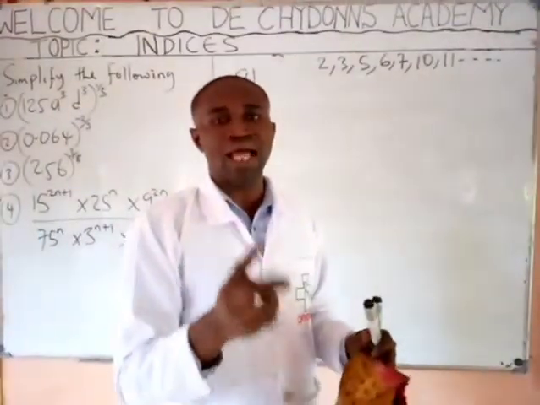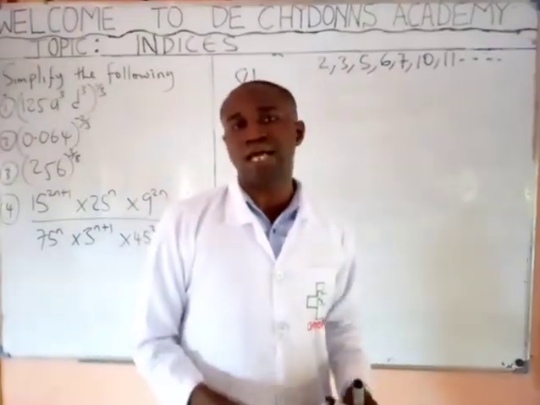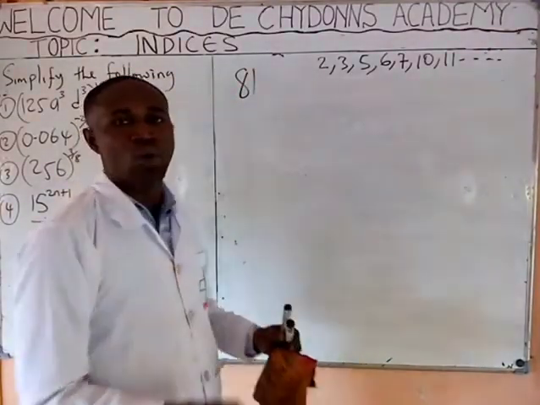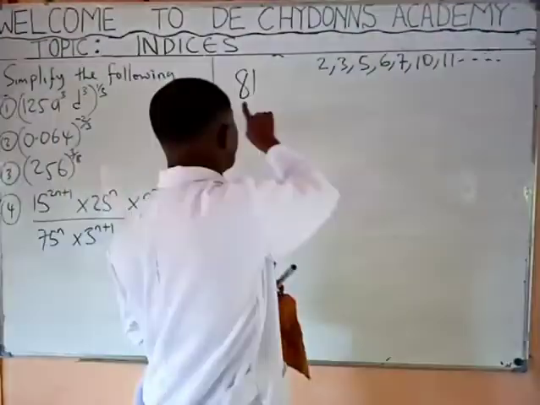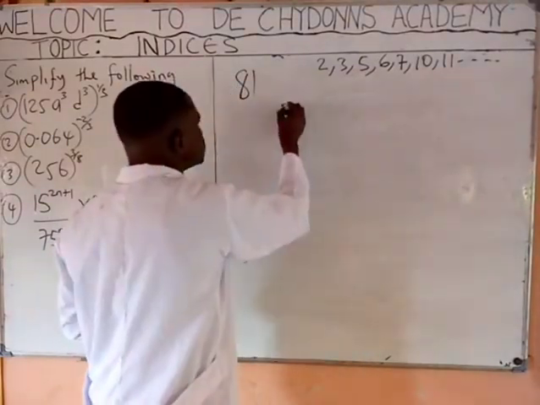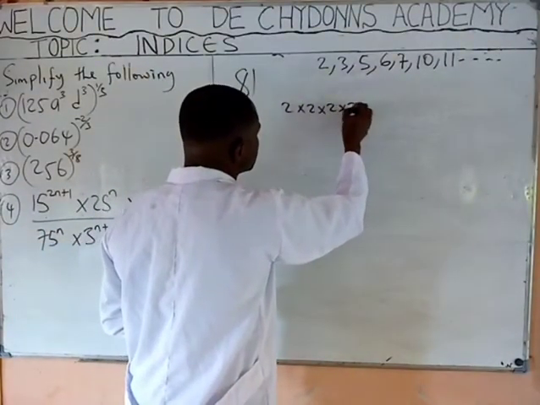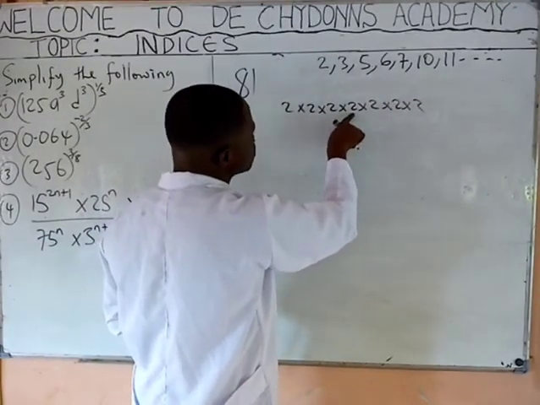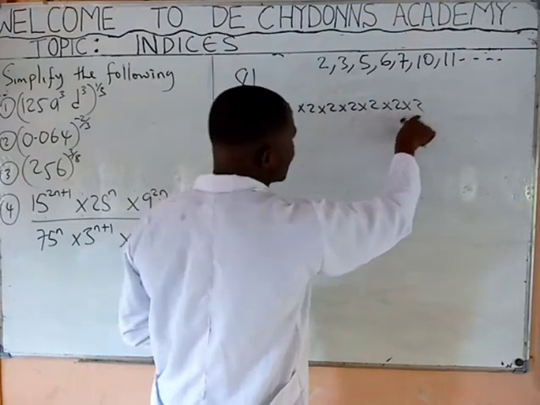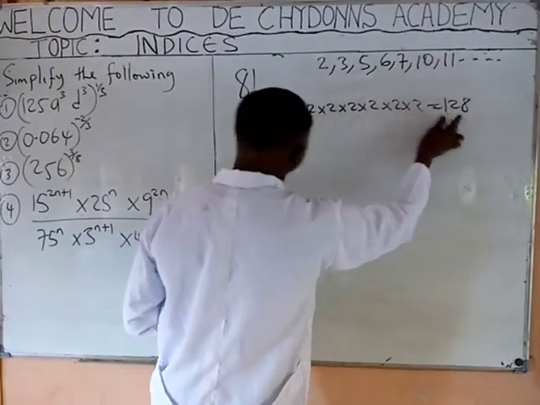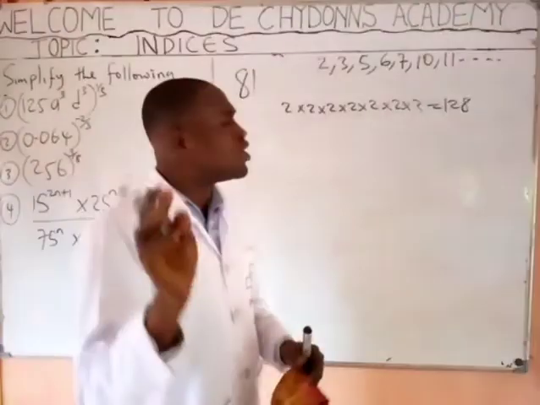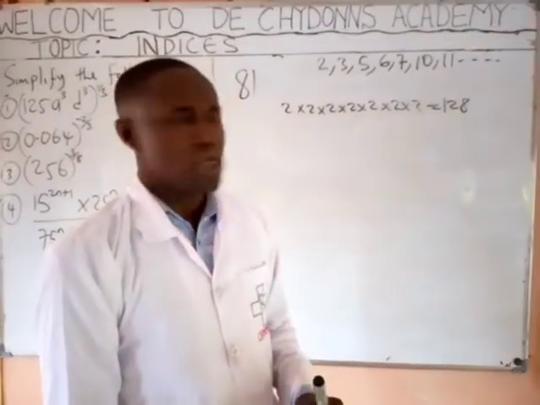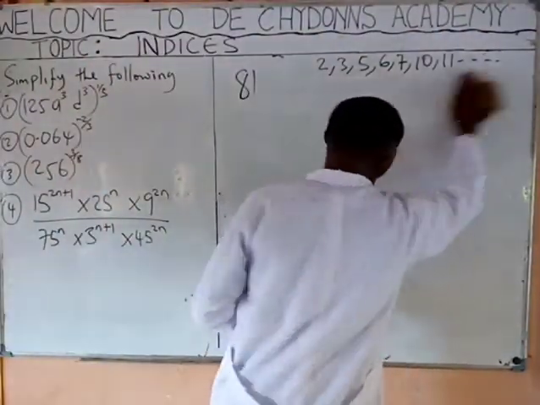2 times 2, 4, times 2, 8, times 2, 16, times 2, 32, times 2, 64, times 2, 128. 128 is more than 81. It means I cannot get 81 from 2. 128 is already greater than 81, and I noticed that when I was multiplying this, I did not get 81. It means that I cannot get it from 2.